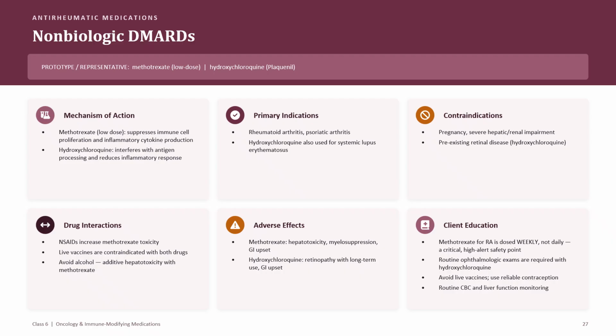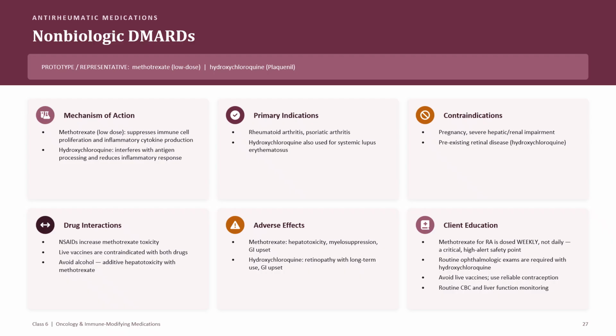And then you also have hydroxychloroquine, and it's got an interesting back history also. It started as an anti-malarial medication. It works by interfering with how the immune cells process antigens, which tones down the overall inflammatory response. It's also used for lupus, which tells you something about how broad autoimmune calming can be with just one medication.